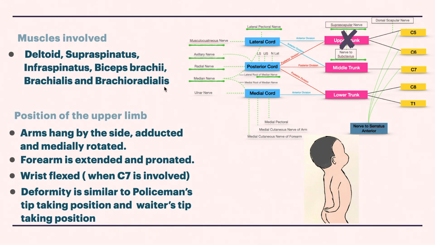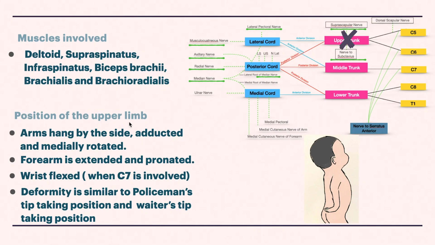Then we have brachioradialis, which is supplied by radial nerve. An injury to the upper trunk will affect the radial nerve. Since the upper trunk contributes in the formation of the posterior cord, an injury to the upper trunk will affect the branches of the posterior cord, due to which the radial nerve gets affected.